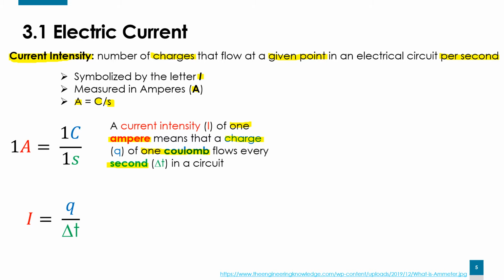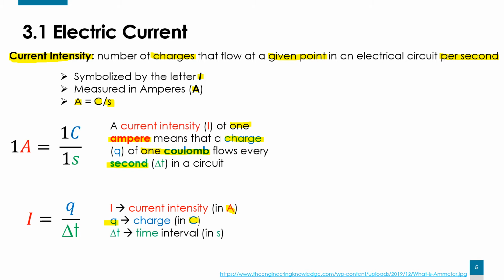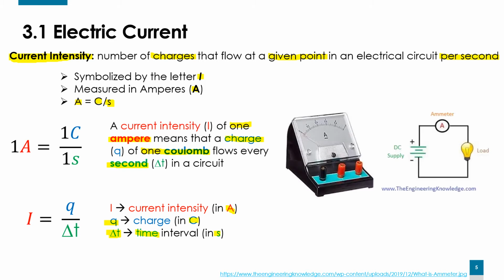So I is current intensity, and I measure it in amperes. And what's that? It's the number of charge. Charge, as you remember from before, is represented by Q, and I measure it in coulombs. So current intensity is how many charges, in coulombs, I have per time. Delta T is time, and I measure time in seconds. So we are using the standard unit, which is s, second.